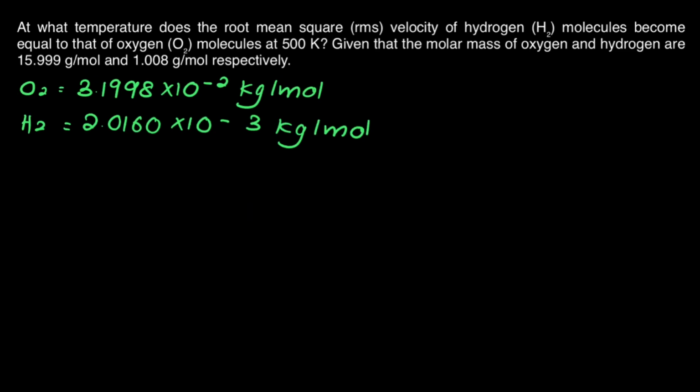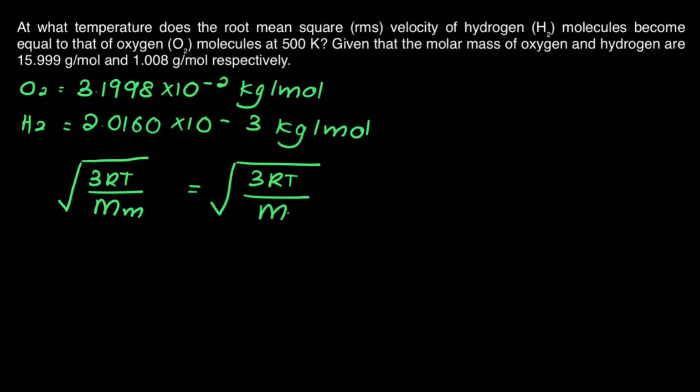Alright, so now we are going to plug in the values by using the root mean square. It's going to be the square root of 3RT divided by the molar mass in kilogram. It should be equivalent to the square root of 3RT of the molar mass in kilogram, because the question wants them to be equal. That's why we have an equal sign here. Right, so what we are going to do next is just plug in the values. So the value will be the square root of 3.